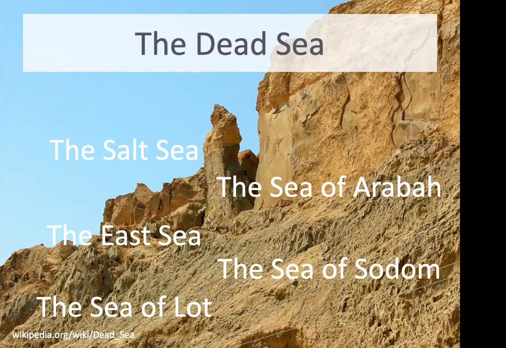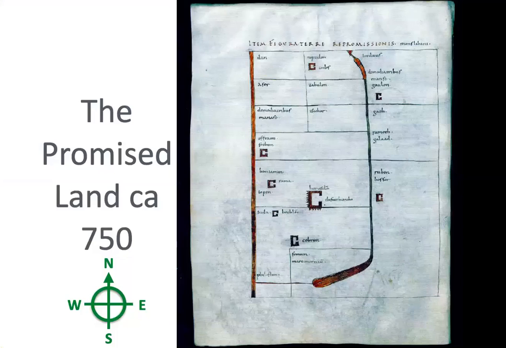And it's also interesting to note that the Dead Sea was not accurately mapped in terms of its shape and size until the mid-19th century. So for hundreds and hundreds of years, people were drawing this, but nobody had worked out a way to draw it accurately.